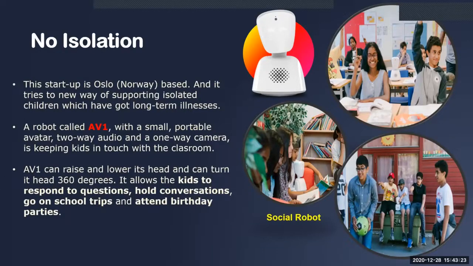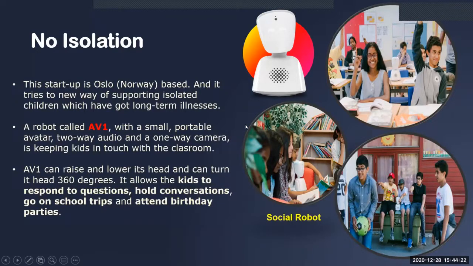No Isolation is a Norway-based startup, and it develops a robot called AV1, which gives support to isolated children who are affected by long-term illnesses such as cancer, immune system diseases, and leukemia, as our previous slides mentioned in the previous presentations on healthcare technologies. The company aims for this robot to help the child socialize and take part in real life. It has a two-way audio system, which helps to send audio out and take audio in from their classmates. It has a one-way camera, it is portable, and it has an avatar, as you see in there.